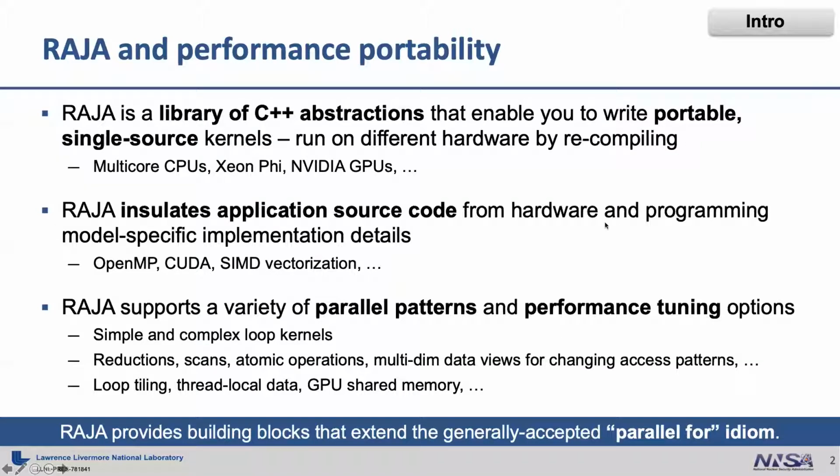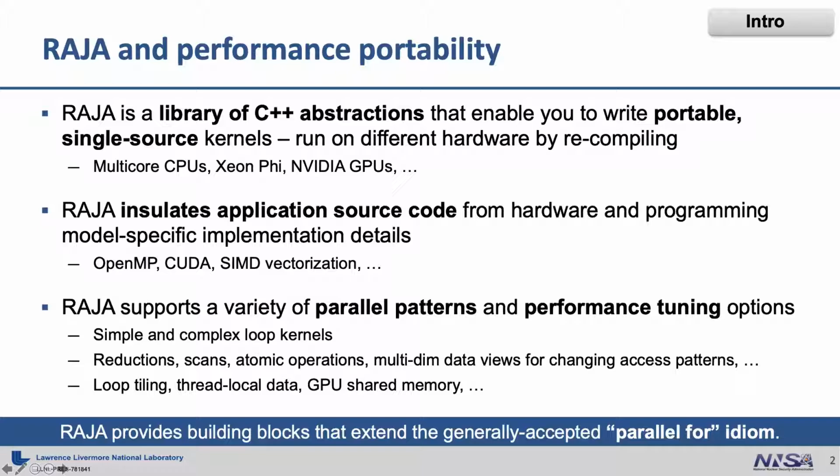So how does RAJA provide performance portability? It does it by being a C++ library. It enables you to write these portable single source kernels, and you basically recompile for whatever architecture you're targeting, whether it be the Xeon Phis on Theta or the NVIDIA GPUs on Theta GPU. The idea is to encapsulate the application source code from that underlying programming model that you're running with. So even though you're running a CUDA kernel, you're not going to see any CUDA code in your RAJA application.